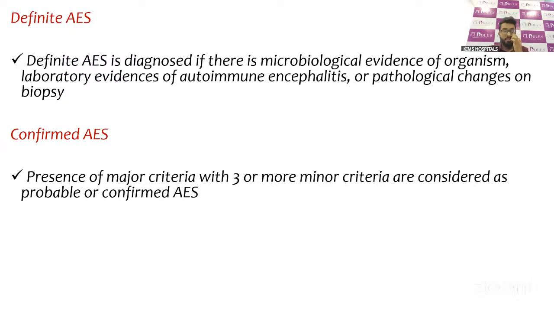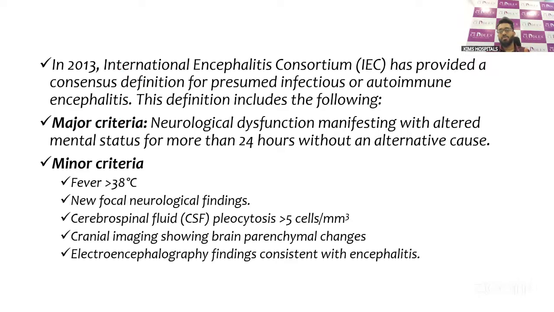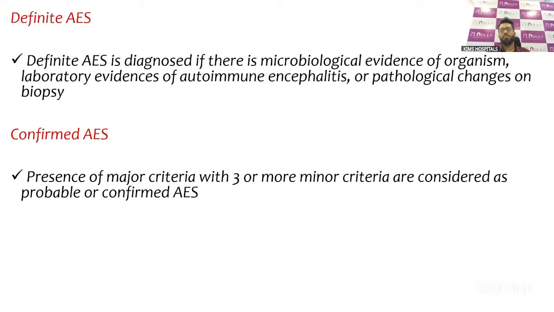Confirmed AES, on the other hand, is more like the criteria, major and minor criteria. So presence of major criteria, that is altered sensorium more than 24 hours, with 3 or more minor criteria. The minor criteria, as I said in the previous slide, could be fever, CSF abnormalities, MRI findings, new onset focal deficits. All these 5 minor criteria I was discussing in the previous slide. And the final one is basically the EEG findings. So EEG, MRI, and CSF, new focal findings, and fever more than 38. So if you have 3 or more minor criteria plus the major criteria, that will become your confirmed AES.